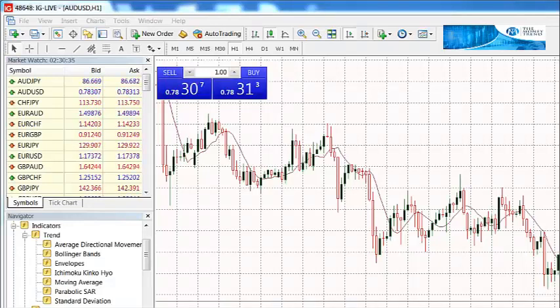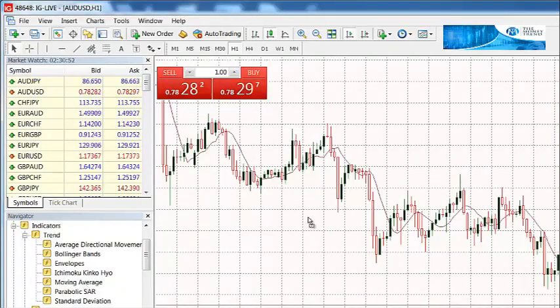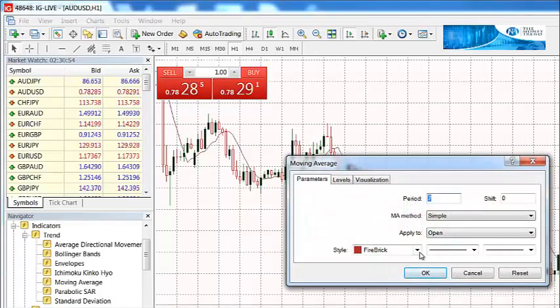We've got the Aussie dollar US dollar cross. So we're putting a 7 period moving average on there, and that's what it looks like. And then that's a moving average of the opening prices. Now most people don't use the moving average of opening prices, or not typically anyway.